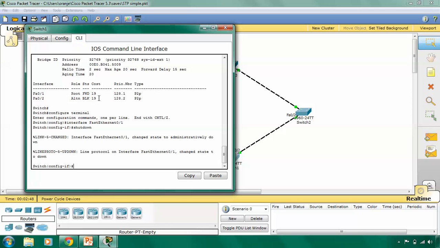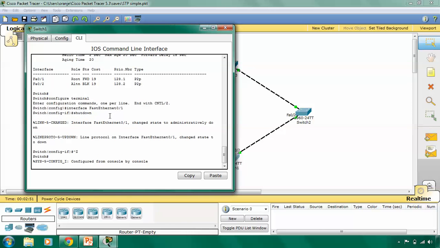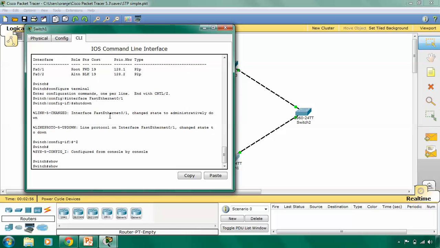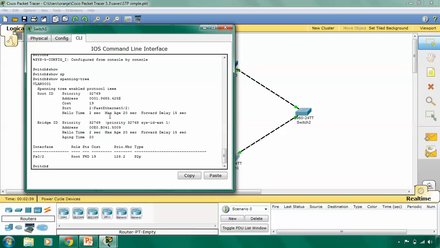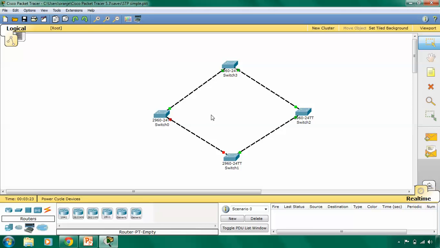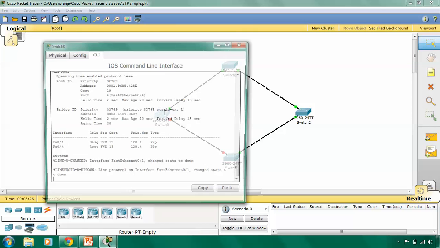Let's verify that. Show spanning tree. Yes, there you go. So link 1 is shut down, so it's not in the table. Now interface 2 has become the root port, and its state says it's in forwarding state. So this is how STP has effectively reconverged.